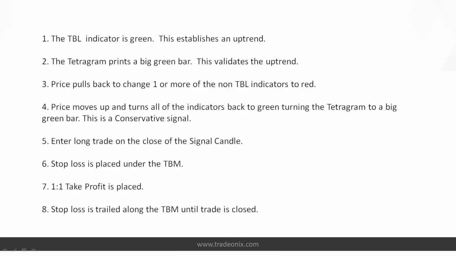The TBL indicator is green. This is going to establish an uptrend. The tetragram prints a big green bar. This validates the uptrend. Price pulls back to change one or more of the non-TBL indicators to red. Price moves up and turns all of the indicators back to green, turning the tetragram to a big green bar. This will be the conservative signal.